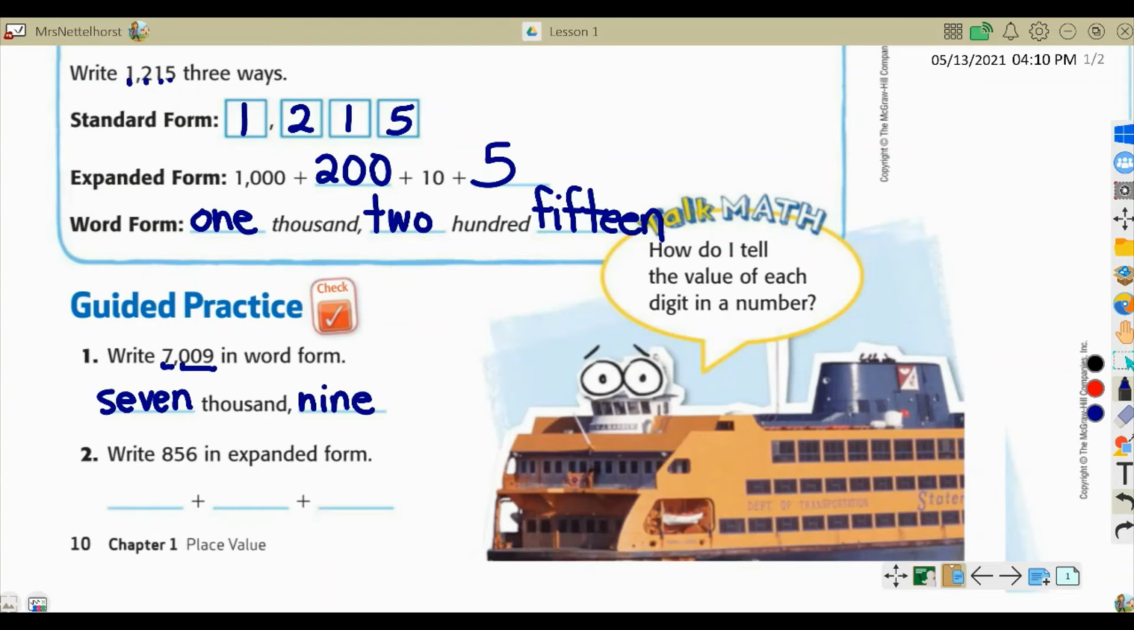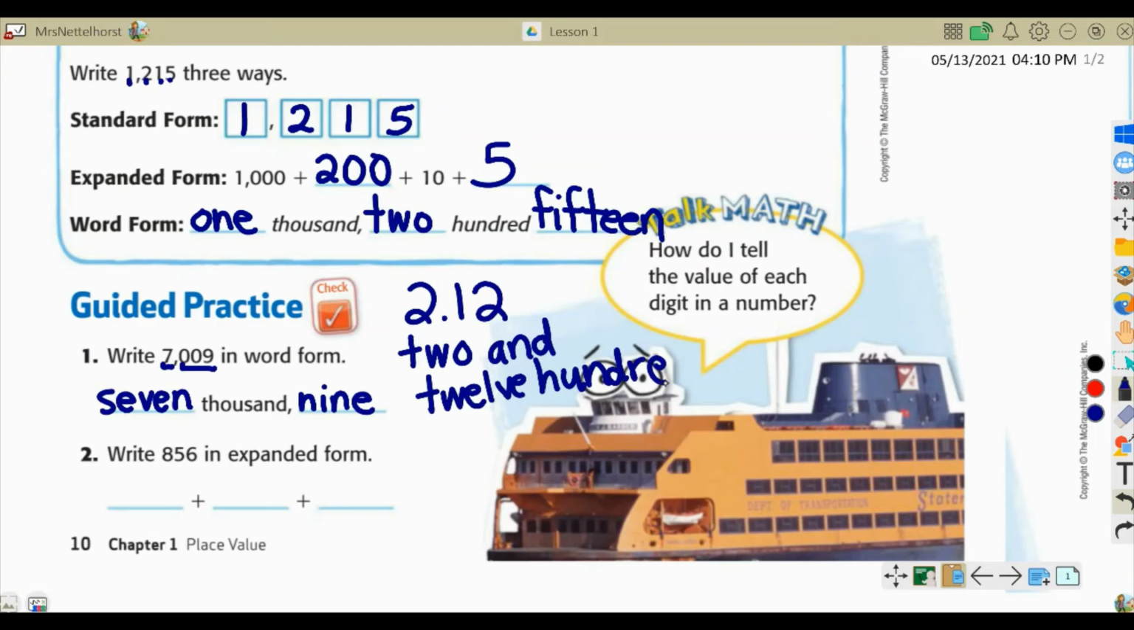You only do the word "and" when you do decimals, like 2.12. This would be 2 and 12 hundredths. That's when you write "and," when you have a decimal point. Okay, so let me show you. The "and" means decimal point. There are no decimal points in what you're doing, so you do not need to write that. That was just a little brain candy, a little extra info for you on why you're not writing "and."